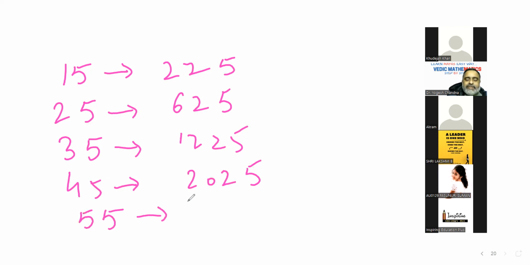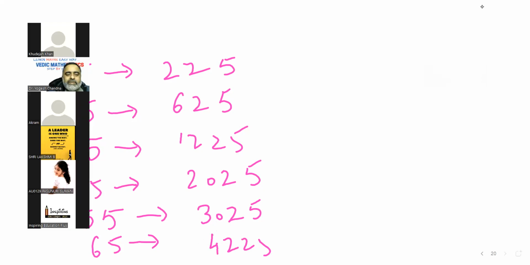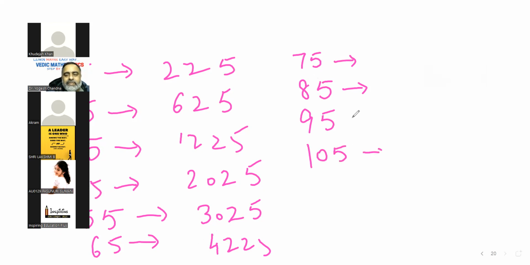55 square? 3025. 65 square? 4225. 75 square? 5625. 85 square? 7225. 95 square? 9025. 105 square? 11025. 115 square?